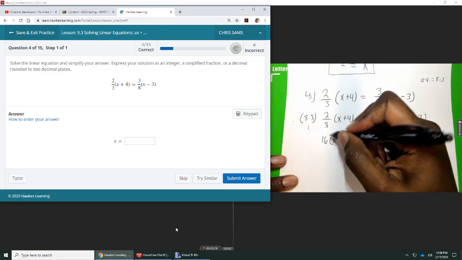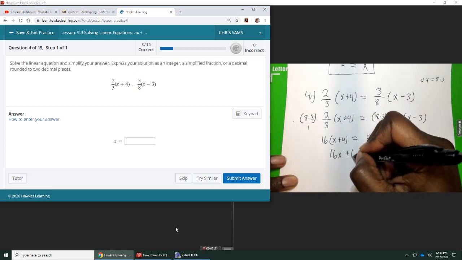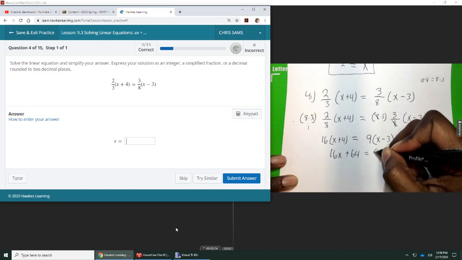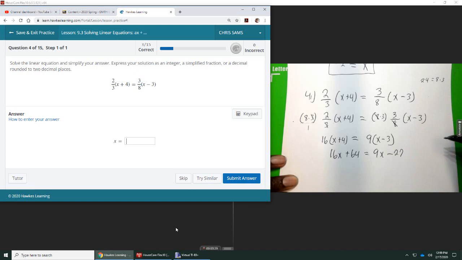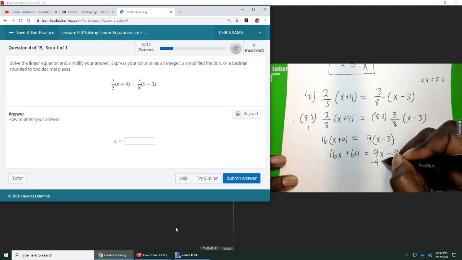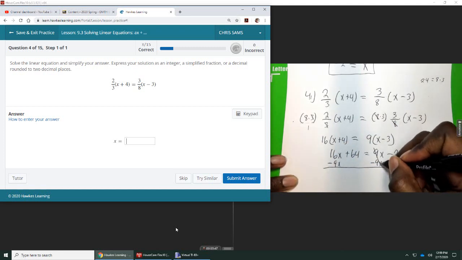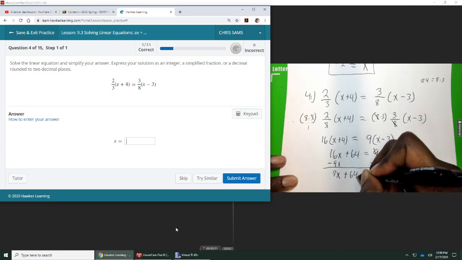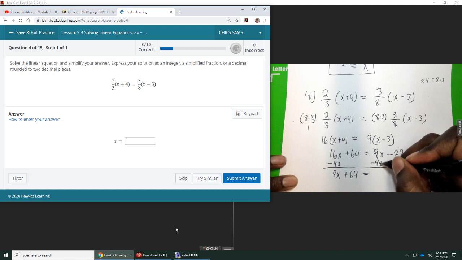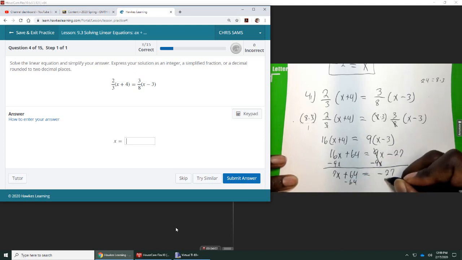Okay, distribute now, so we get 16x plus 64 equals 9x minus 27. And I'm going to subtract 9x from both sides. If it's positive, we do the opposite. That leaves us with 7x plus 64. Bring that guy straight down. Equals, that goes to 0. Bring down your negative 27. We're going to subtract 64 from both sides now.